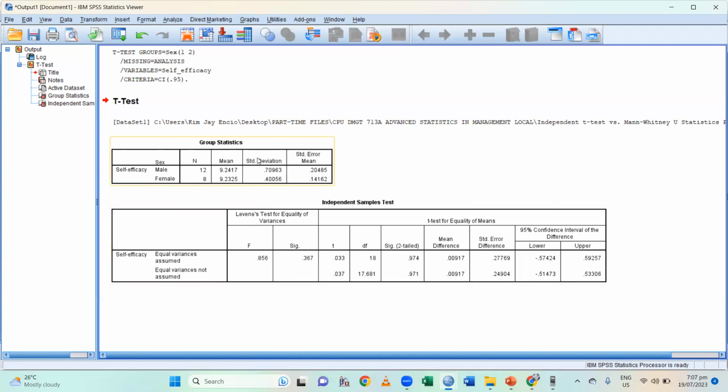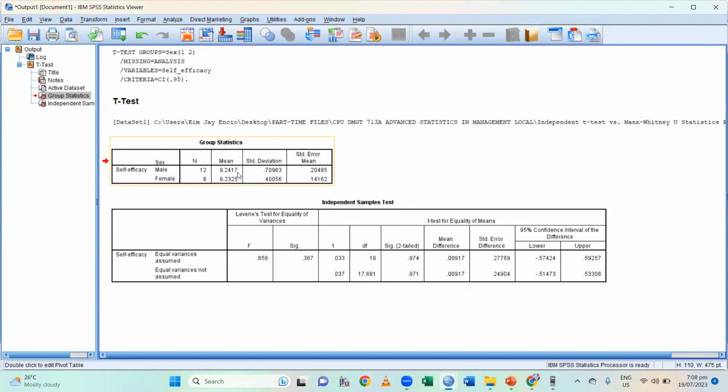And the mean self-efficacy of the males has a score of 9.24, and the mean self-efficacy of females is 9.2325 something. And you could also see the standard deviations of their self-efficacy scores. Okay, in your opinion, ma'am, do you think the difference in the self-efficacies based on the mean is large or not?